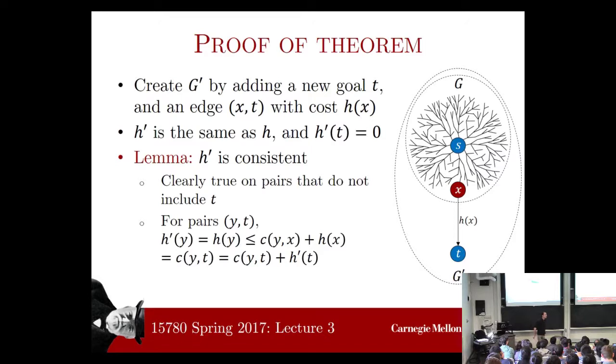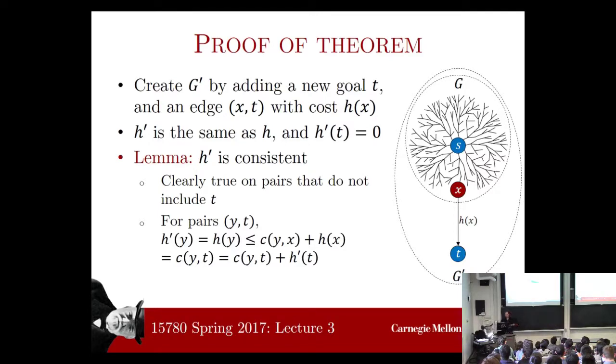Isn't H of X also 0? No, H of X wasn't 0 because X is not a goal. It's not the goal in the original. Otherwise it can't have a lower F value than the optimal goal. So we know that H of X is not going to be 0. That's a good point. We can prove pretty easily that X cannot be a goal. Therefore, H of X is not 0. But we do define H prime of T to be 0.